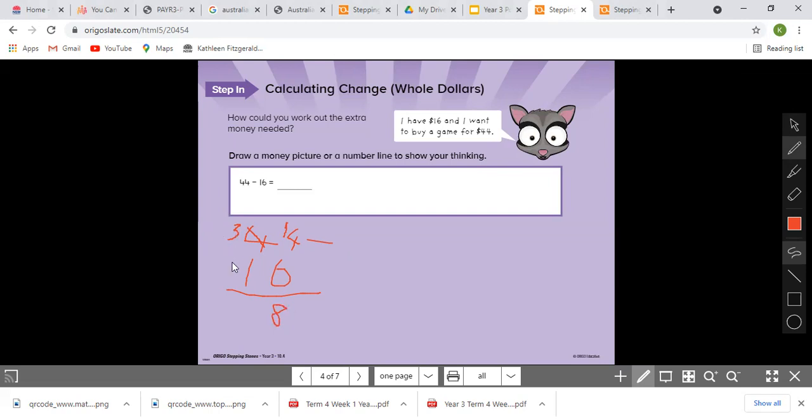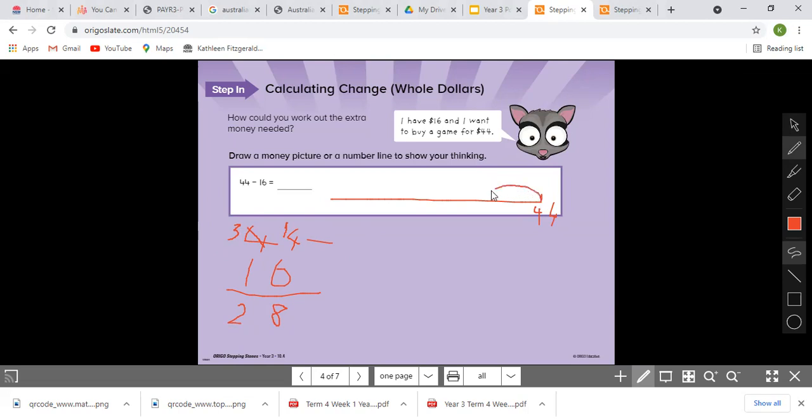And we've got 3 tens, or 30 minus 10 is 20, or 3 minus 2. So that's using our vertical algorithm. The other way we could do it is to use a number line starting at 44. And then we would take jumps until we got to 16.